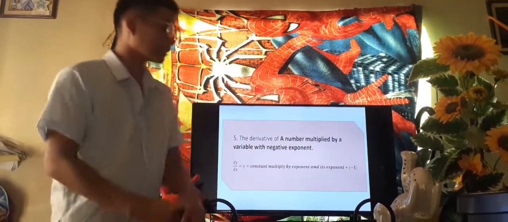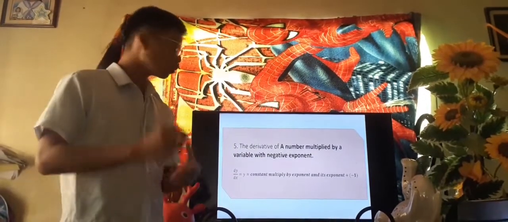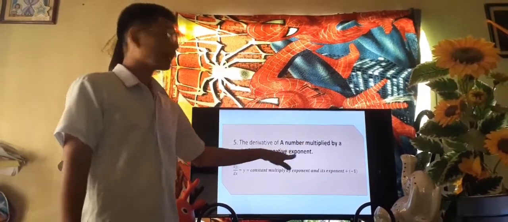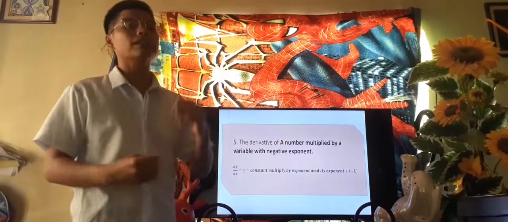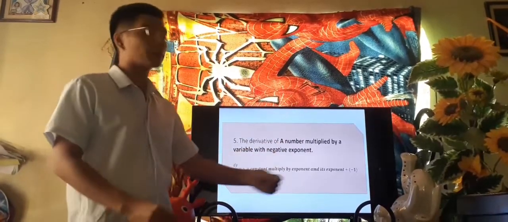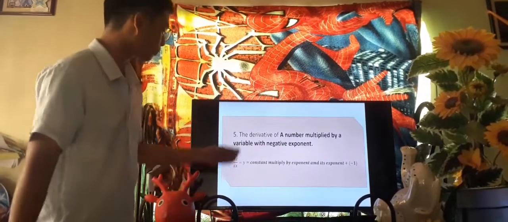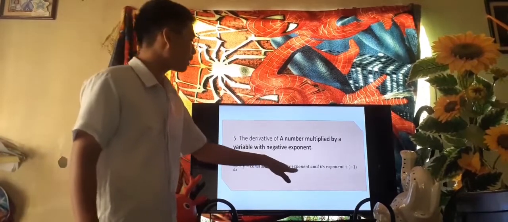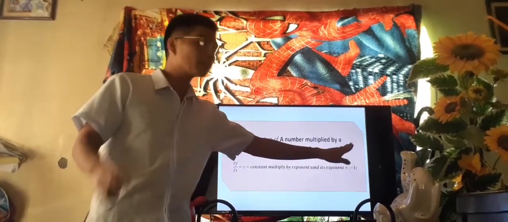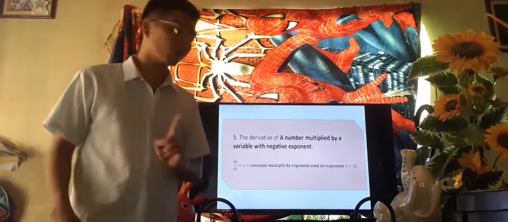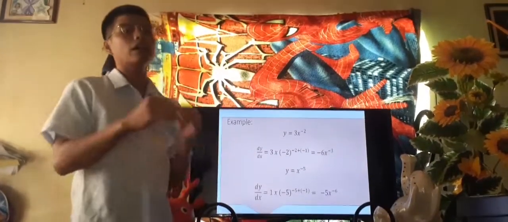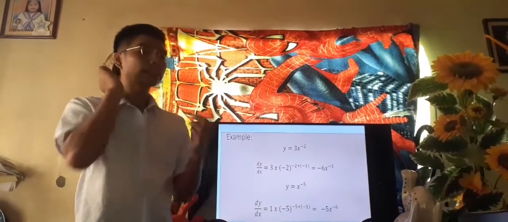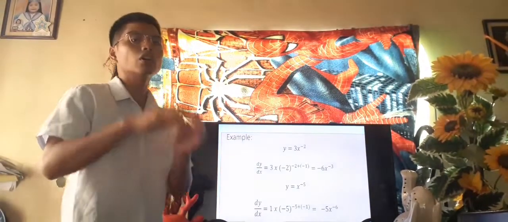So, last naman, ang ating last rule ay ang derivative of a number multiplied by a variable with negative exponent. Kung ang ating rule number 4 ay positive exponent, ang ating namang rule number 5 is negative exponent. So, paano naman yon? The derivative of y equals the constant multiplied by exponent, and its exponent will be added to negative 1. So, kung kanina ang positive exponent niya is sinusubtract natin sa 1, ngayon naman, pag negative ang kanyang exponent, i-add naman natin to sa negative 1.